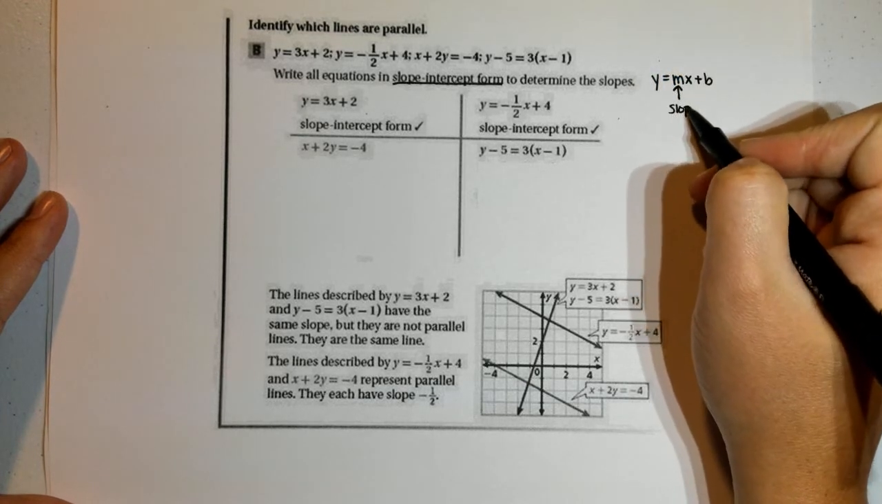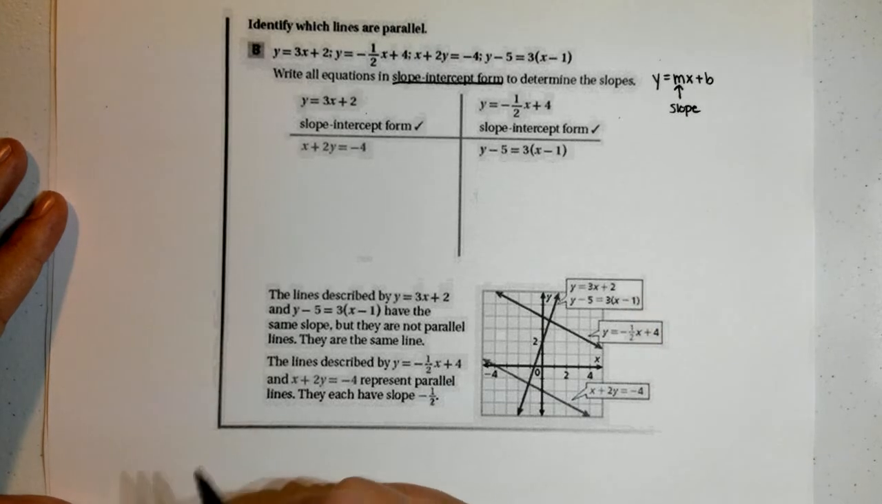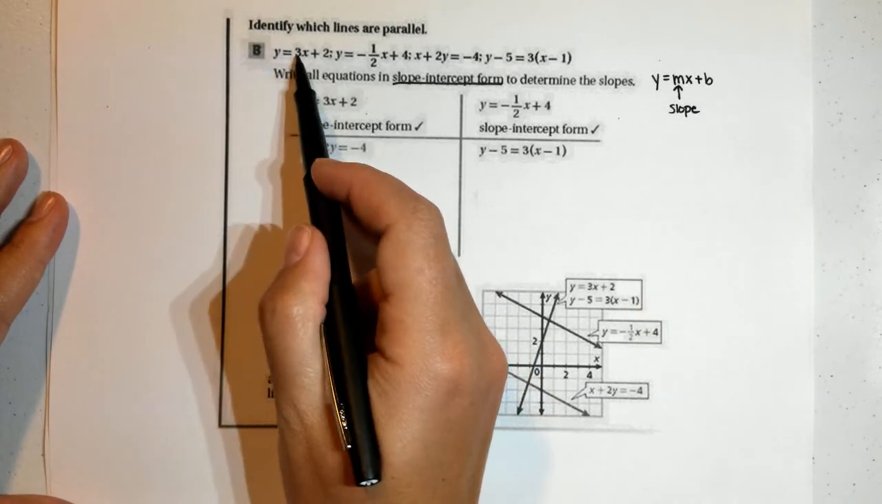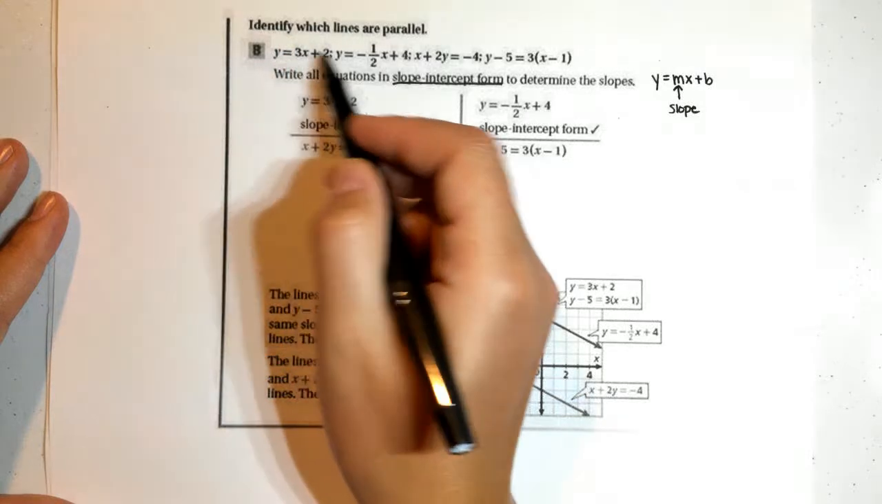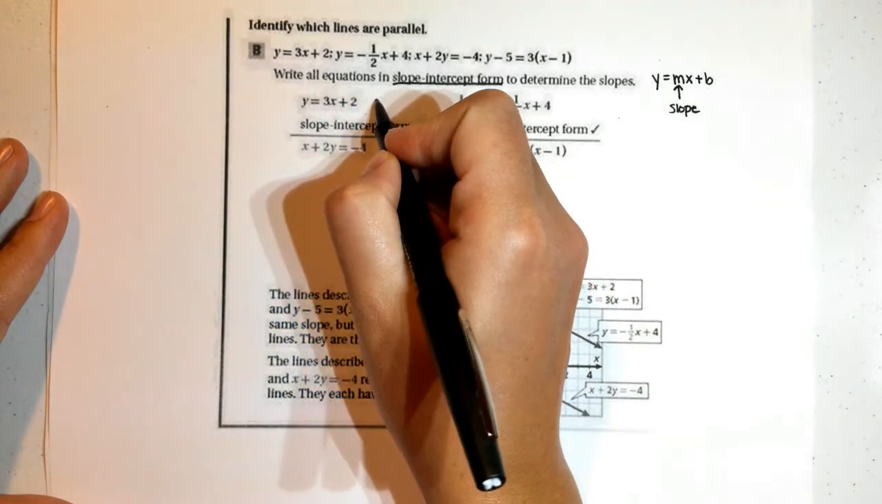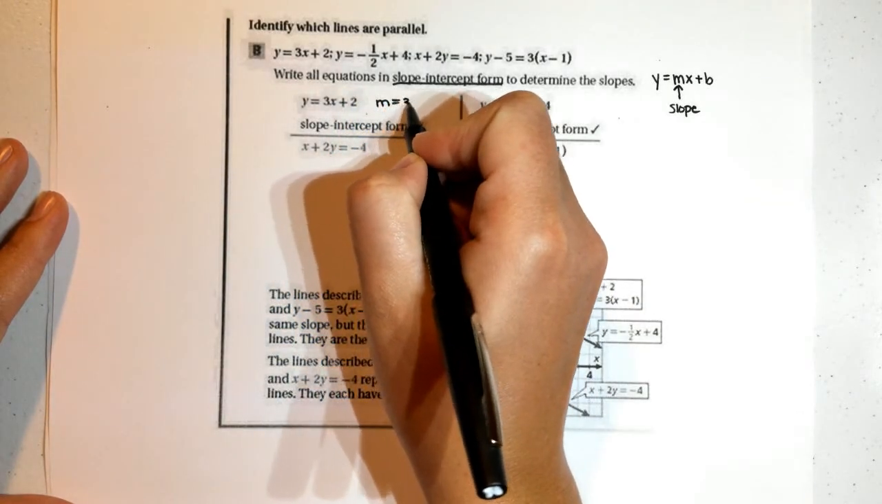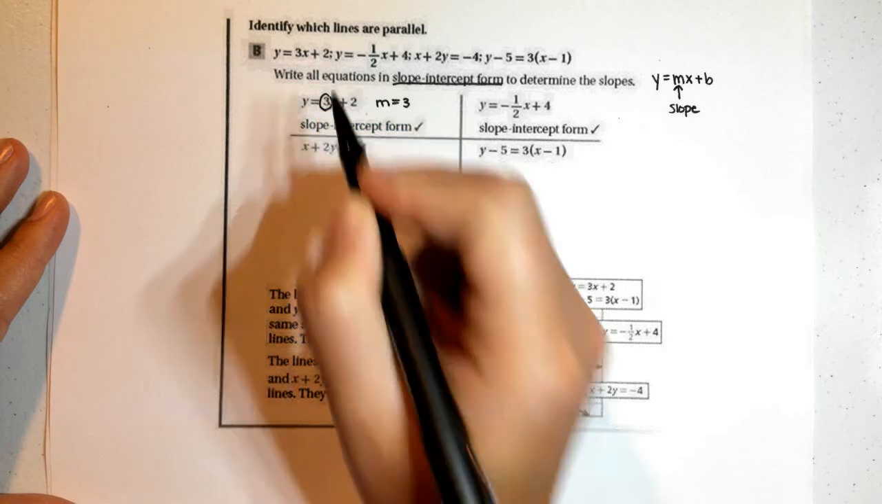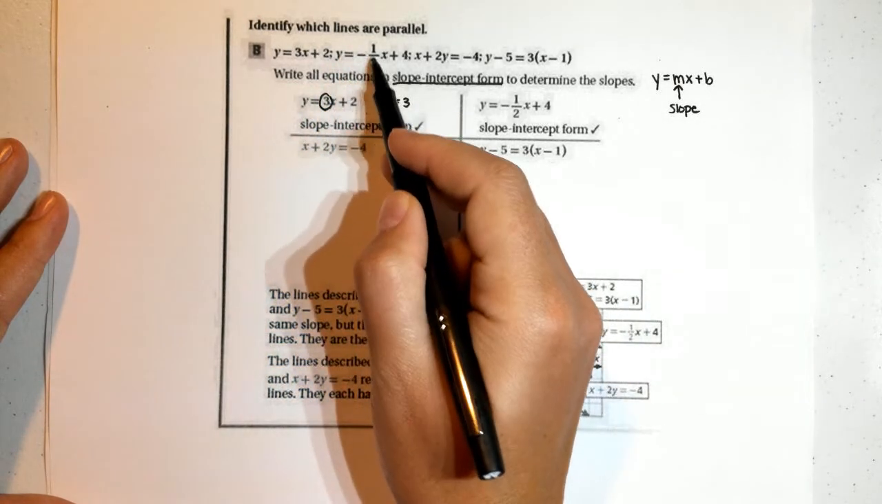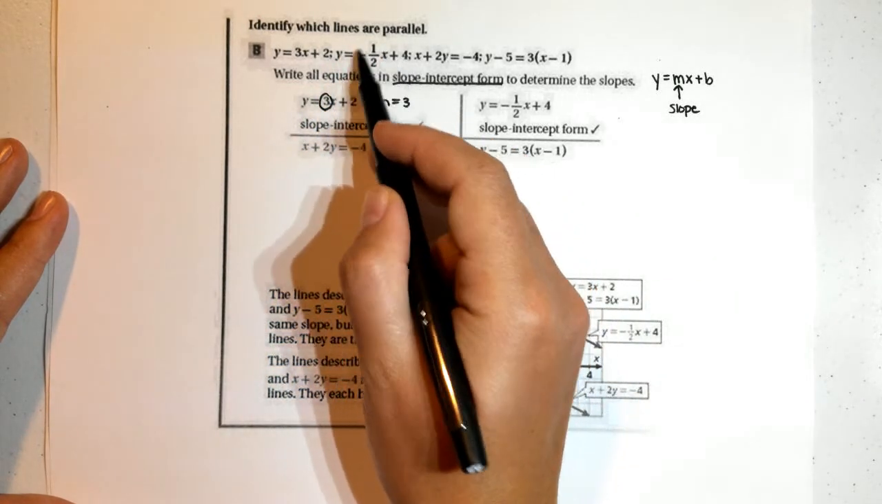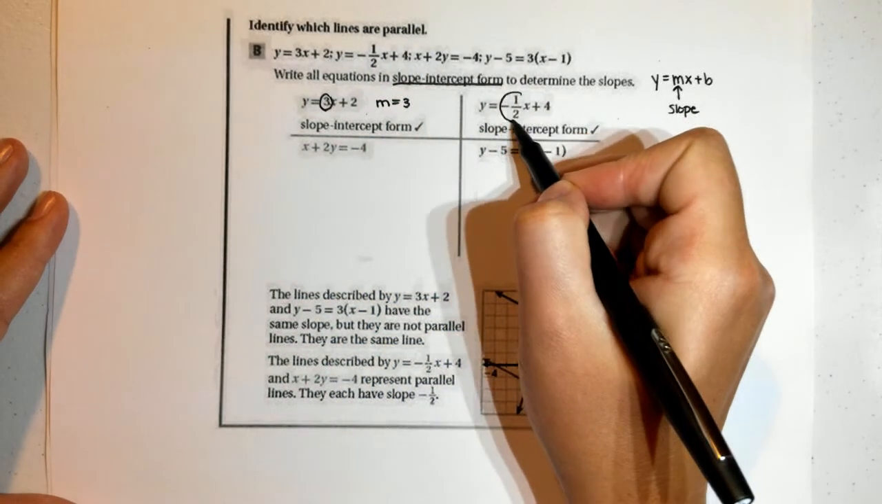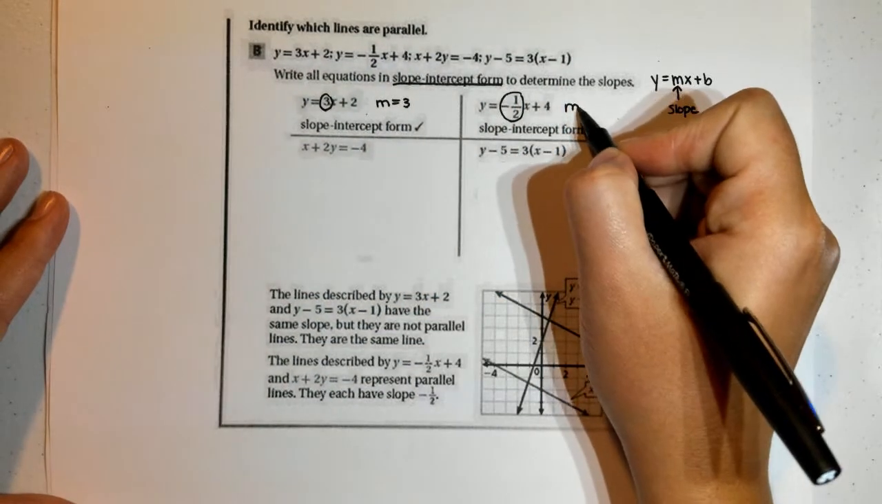So we have y equals 3x plus 2. That's in slope-intercept form. My slope here is 3. So 3 is the slope. y equals negative 1/2 x plus 4. Slope-intercept form already, so that means my slope here is this negative 1/2.